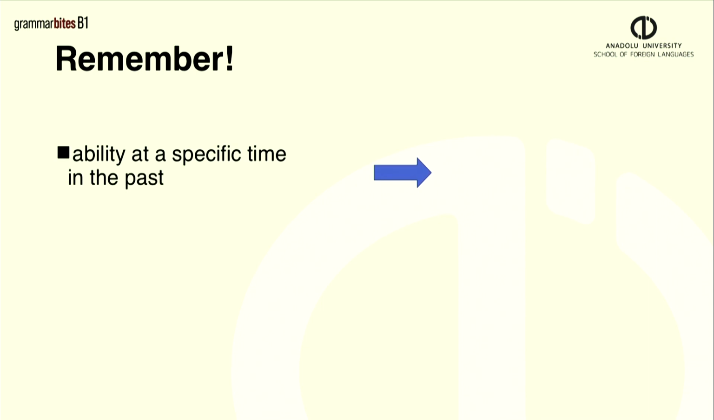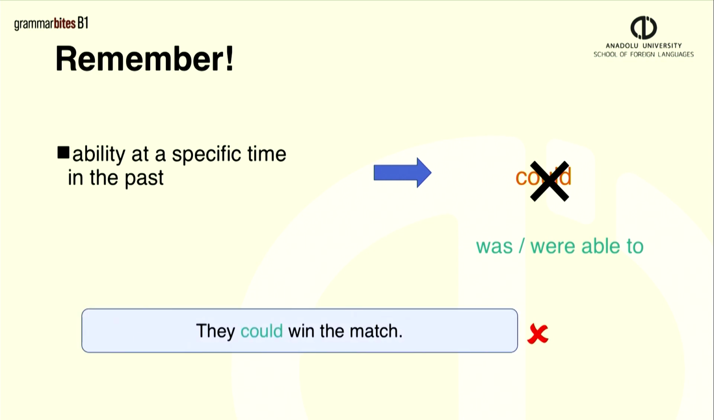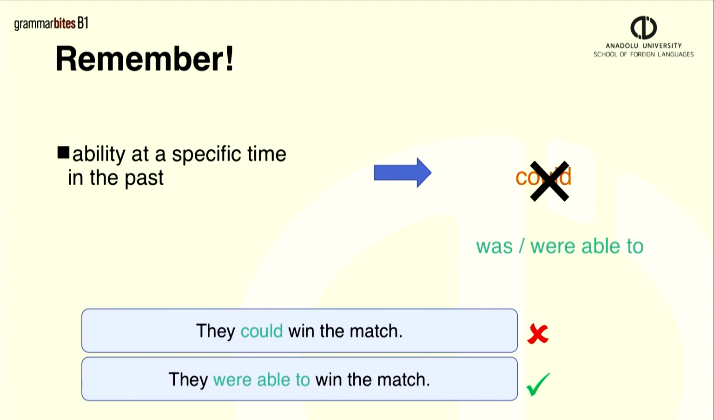Let's recap. When we talk about a specific or one-time ability in the past, we don't use could. We need to use was, were able to. As you see in the examples, they could win the match is wrong. Instead, we should say they were able to win the match.